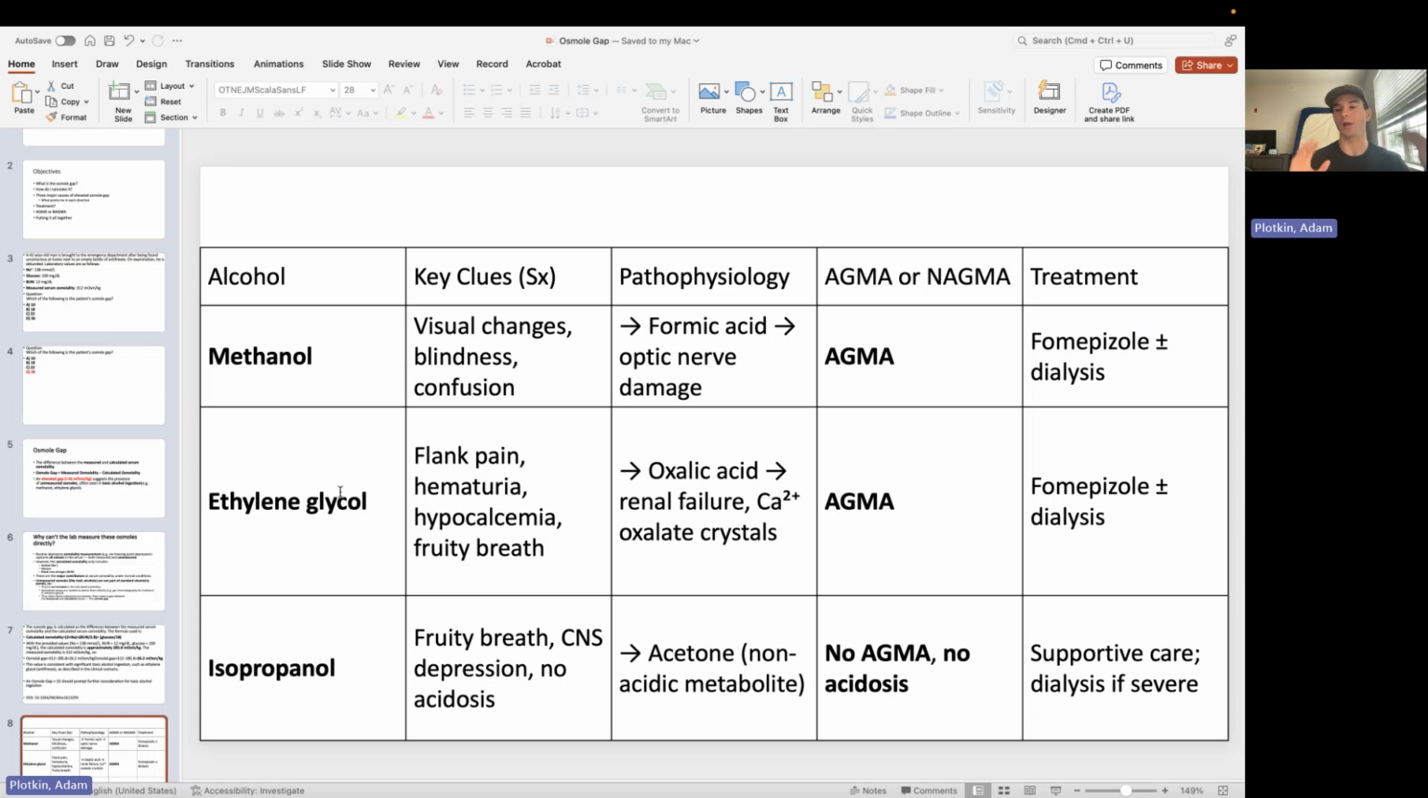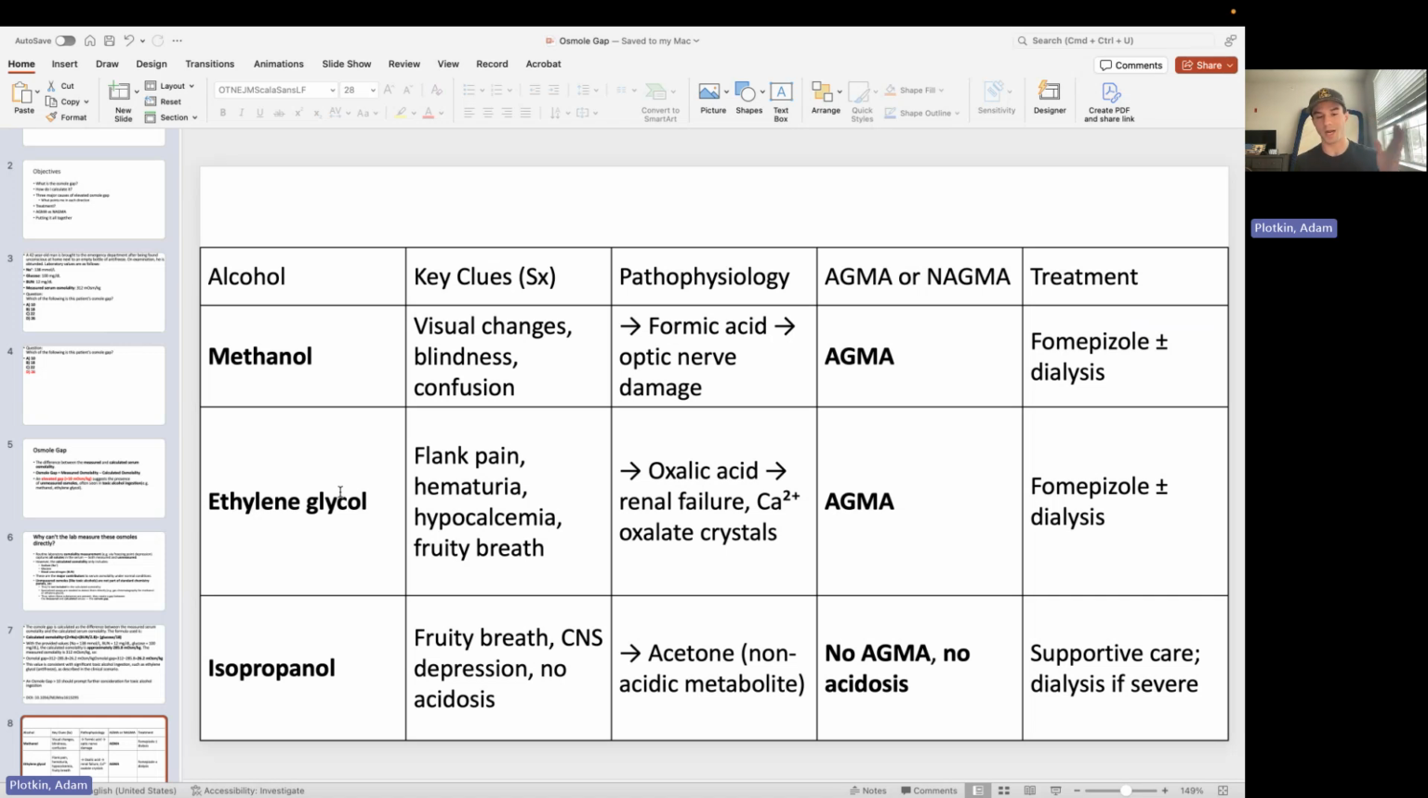With ethylene glycol, again, we've got an elevated osmole gap. This patient might have flank pain, hematuria, hypocalcemia, fruity breath. This is because ethylene glycol gets broken down into oxalic acid. Oxalic acid can cause renal failure and it can cause calcium oxalate stones. That oxalic acid is going to lead to an anion gap metabolic acidosis. Again, treat it with fomepizole and dialysis.